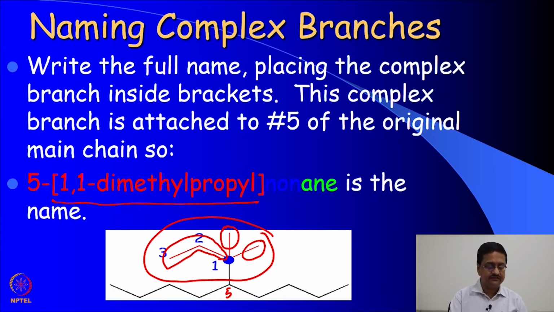So, we write it as 5 in square bracket 1,1 dash dimethyl propyl nonane, and this is the name of this particular molecule. This is how one should name a complex branch in a given hydrocarbon or in a given molecule.